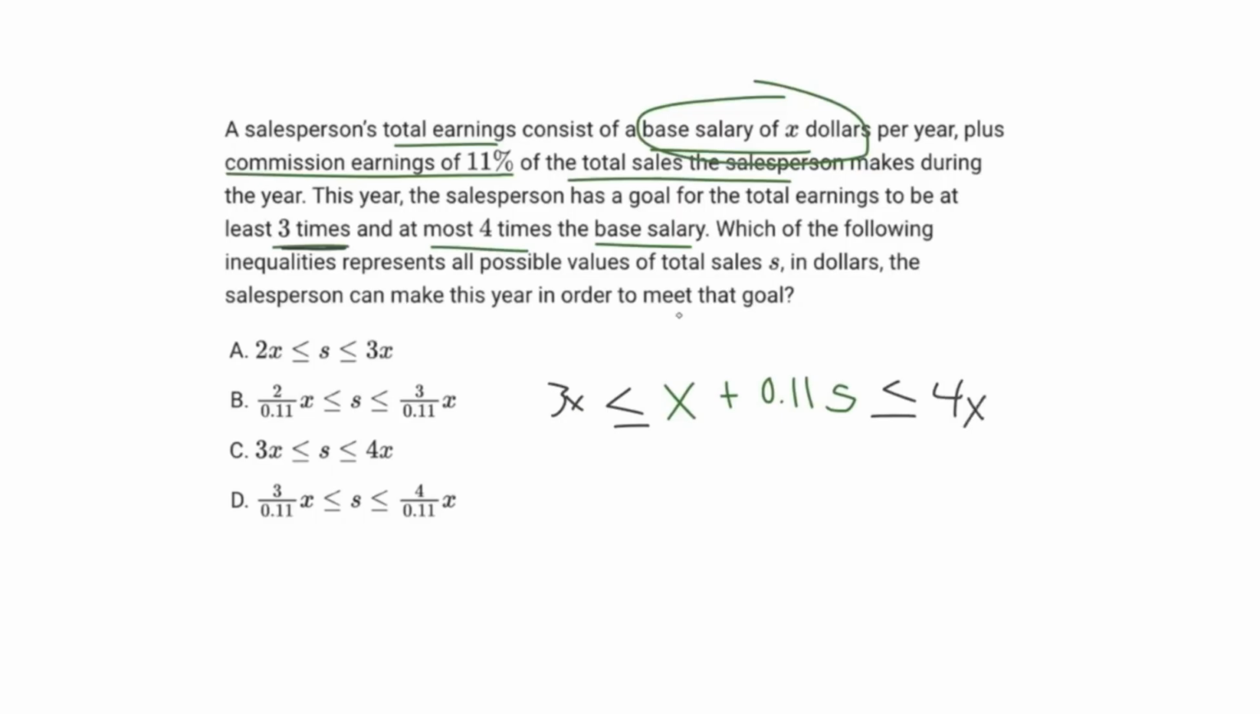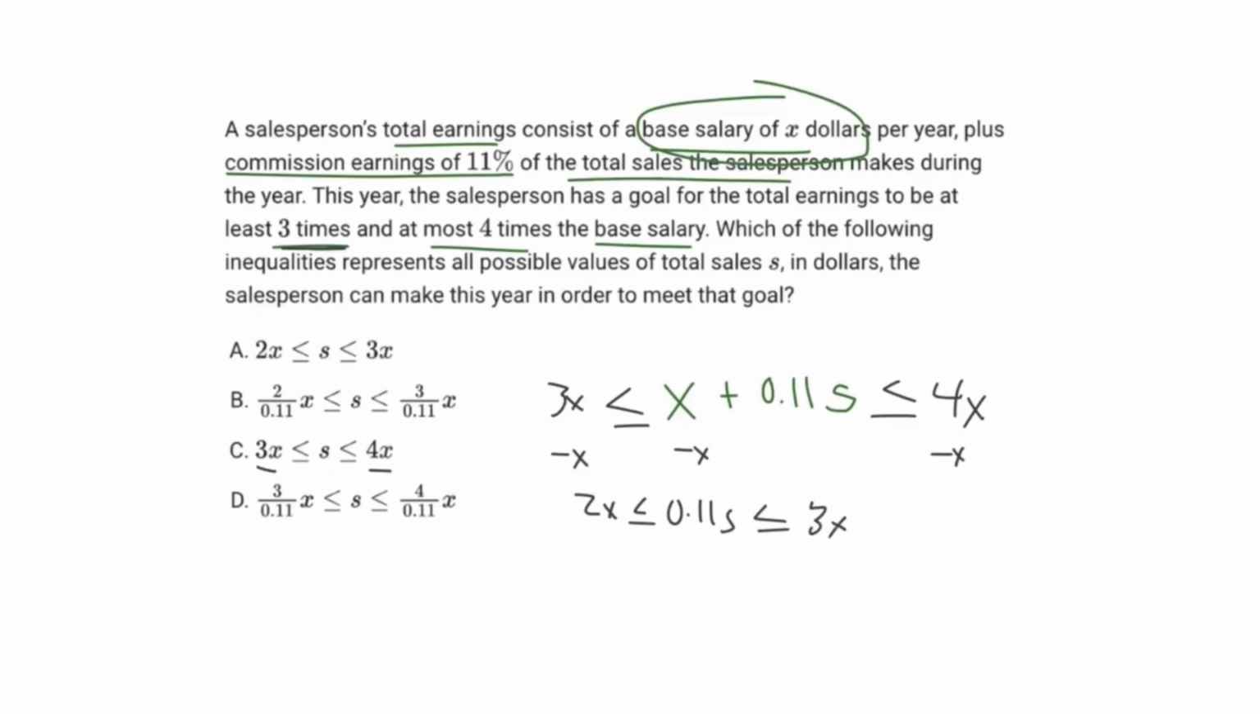All right, so now that we're looking at our answer choices, none of them actually line up, right? C is similar, right, with 3x and 4x, but it just has s in the middle, whereas we have x plus 0.11s. Therefore, in order to actually get an answer that matches up with one of the answer choices, we need to simplify this inequality. So here, very simple, we can just subtract x on all sides, and we end up getting 2x less than or equal to 0.11s is less than or equal to 3x.